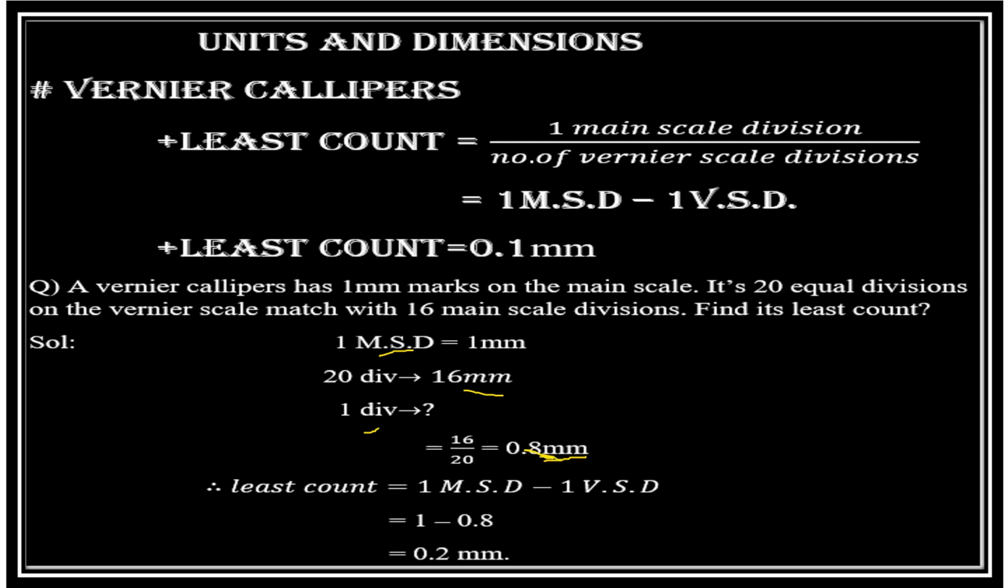To find the least count, we should use this formula: 1 main scale division minus 1 vernier scale division. That's 1 millimeter minus 0.8 millimeter. You should look after the units here, millimeter, millimeter. So we simply subtract it, and we get 0.2 millimeter.